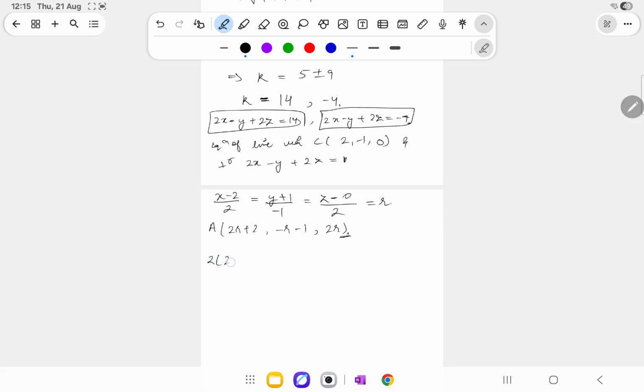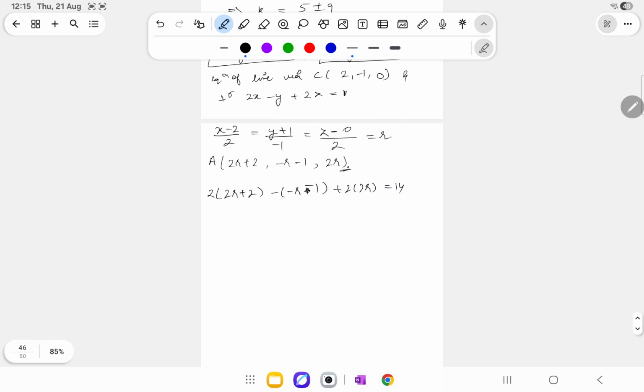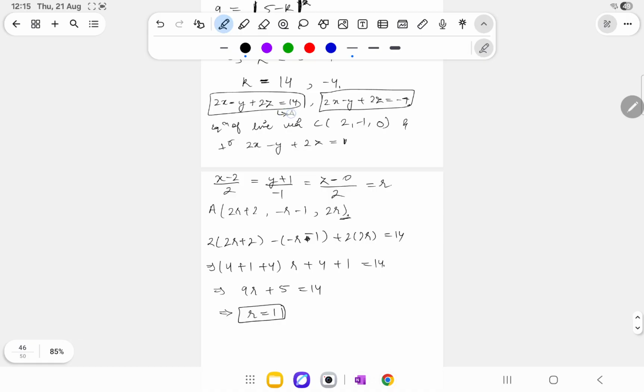It will be 2(2r plus 2) minus (minus r minus 1) plus 2 into 2r equals 14. If we simplify it, we get 4r plus 4 plus r plus 1 plus 4r equals 14. So from here we get 9r plus 5 equals 14, and so r is 1. So our point of contact of plane star 1 and the sphere will be A, where A is (4, -1, 2).